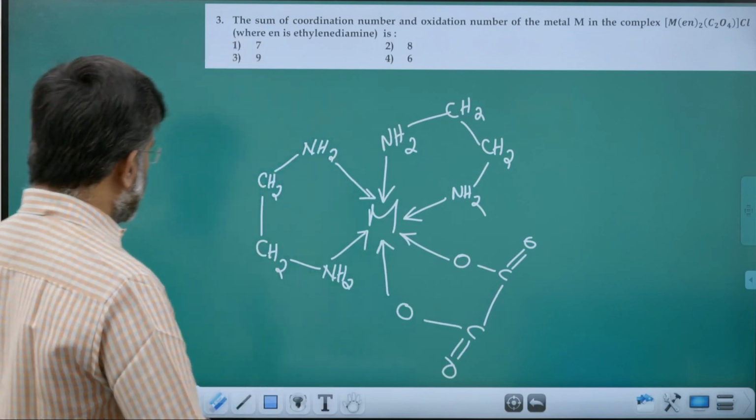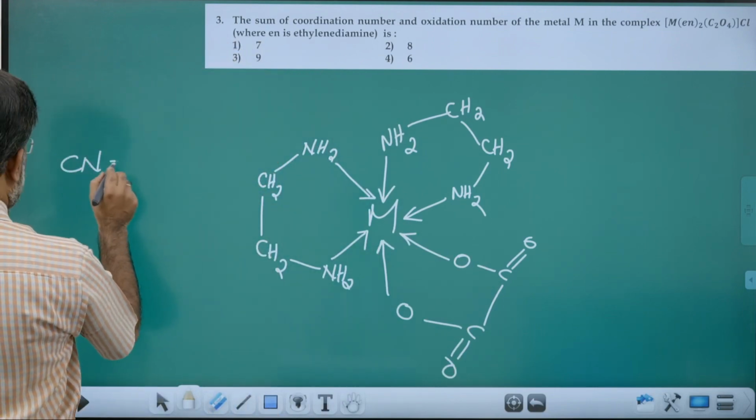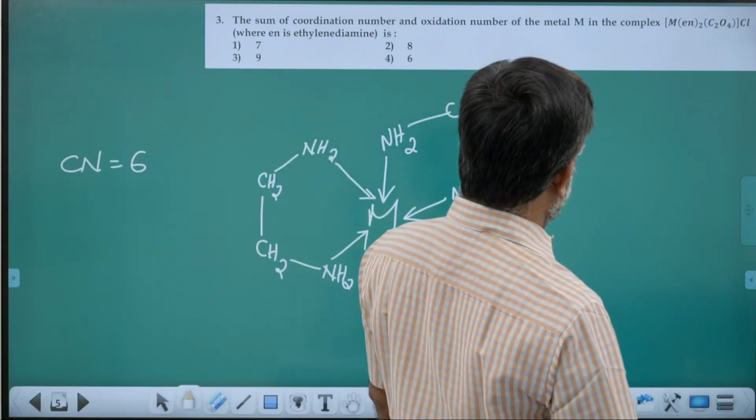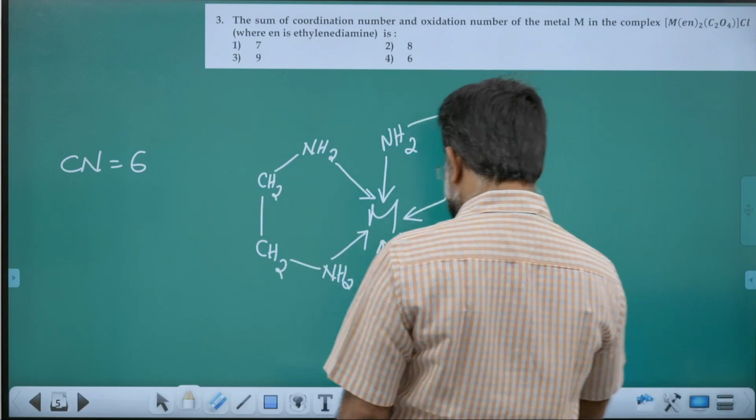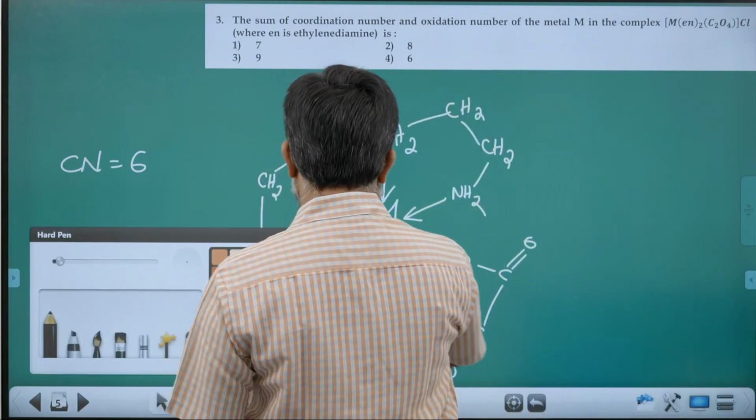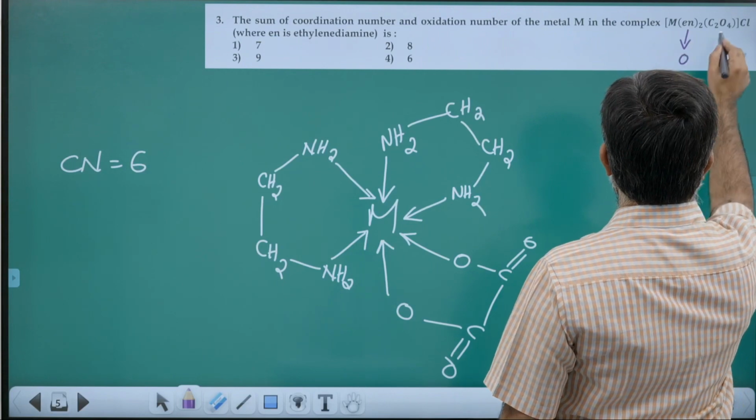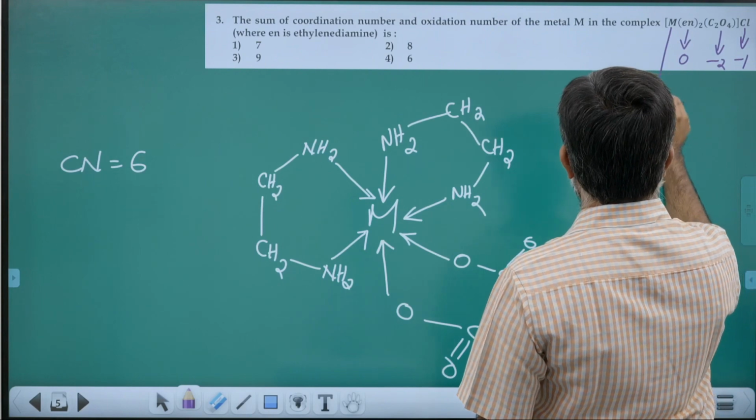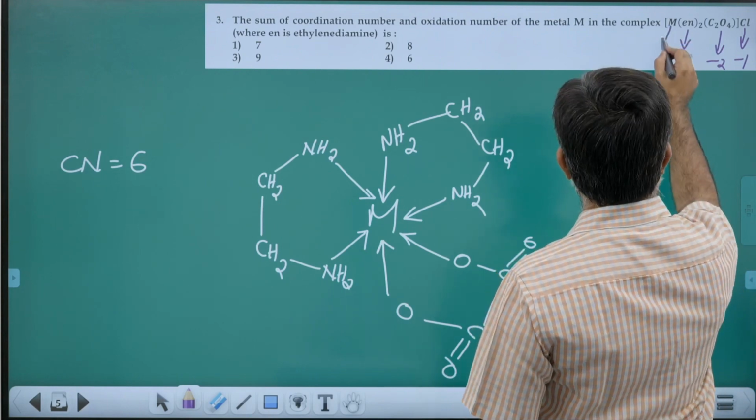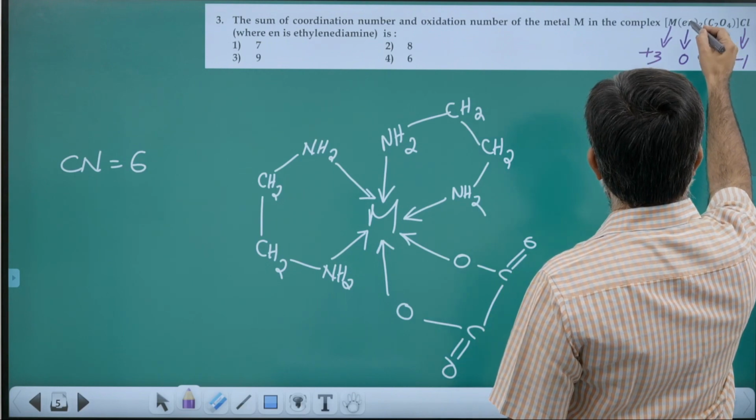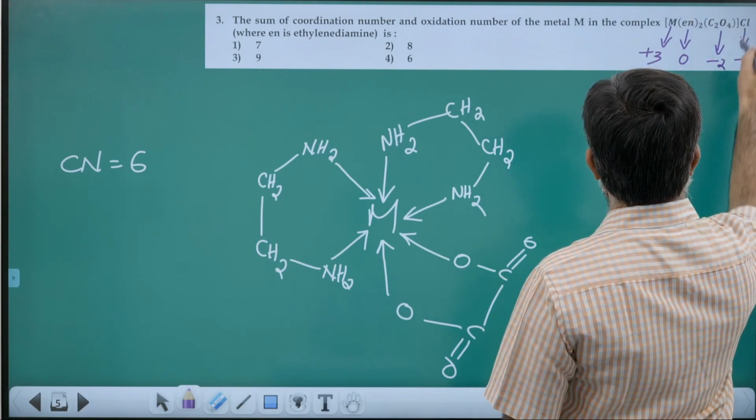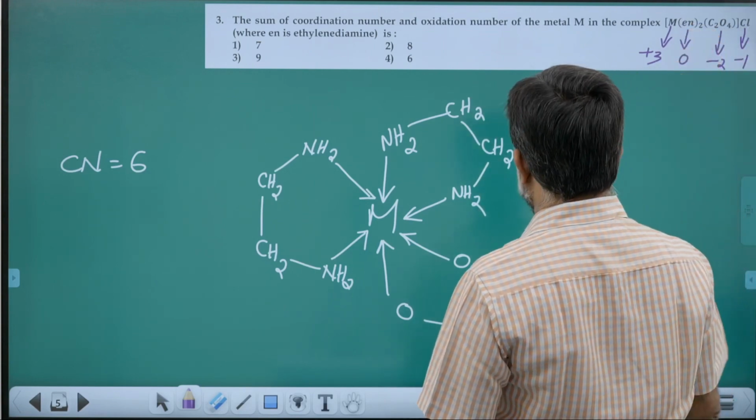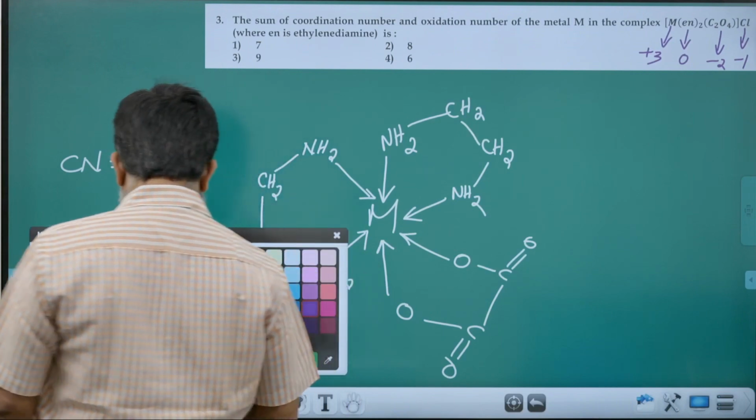So coordination number is 6. Now what is the oxidation number? Primary valency. You see, oxalato is -2 charge. This is neutral and this is -2 charge, and chlorine is -1 charge. So M will be +3. This is neutral. This is -2 charge and chlorine is -1. -2, -1, -3 will be compensated by +3. So oxidation number is +3.